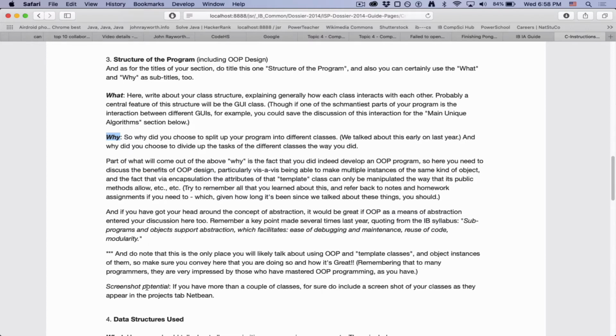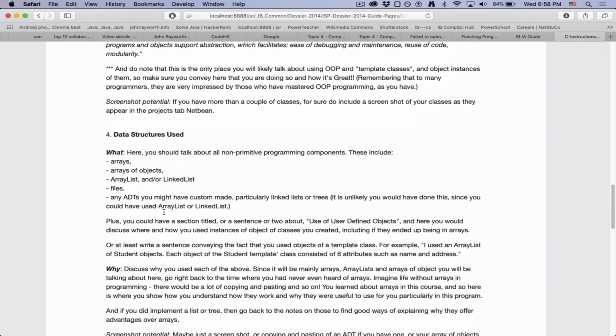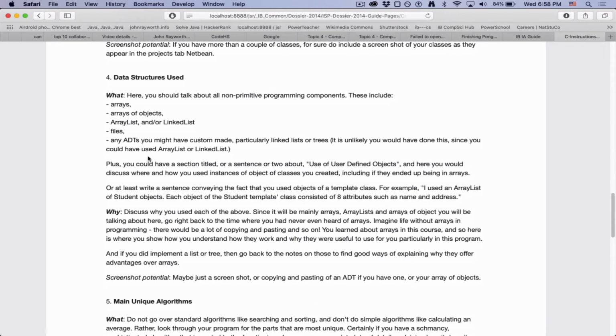So don't get my 3 and my 4 confused. This is the structure of the program in terms of the object-oriented programming class structure of it. Then we get into the data structures. Data structures are not the class structures. By the data structures we mean, well, this is what we mean. That's what we mean, okay?